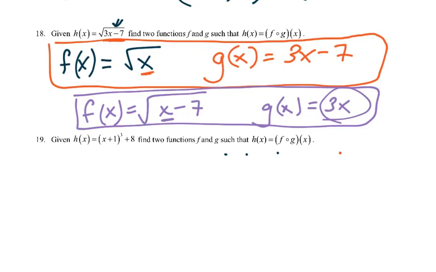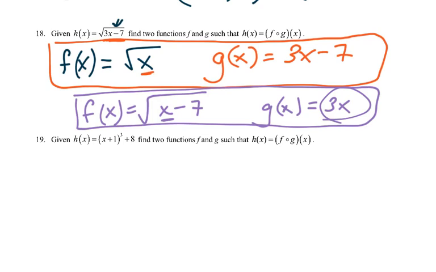All right, let's try another one like this. We have h of x equals (x plus 1) cubed plus 8. We're told to find two functions f and g such that h of x equals f of g of x. So two functions that I can compose together to get h of x.